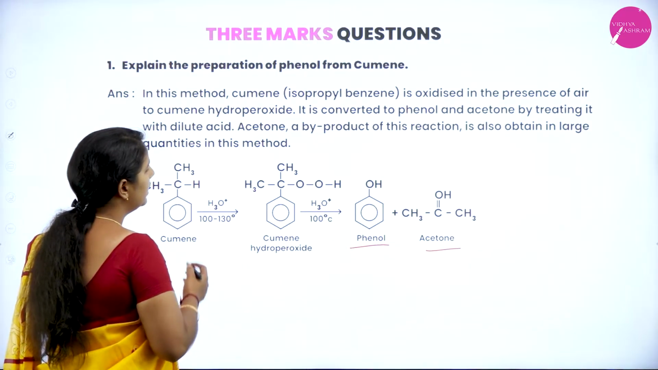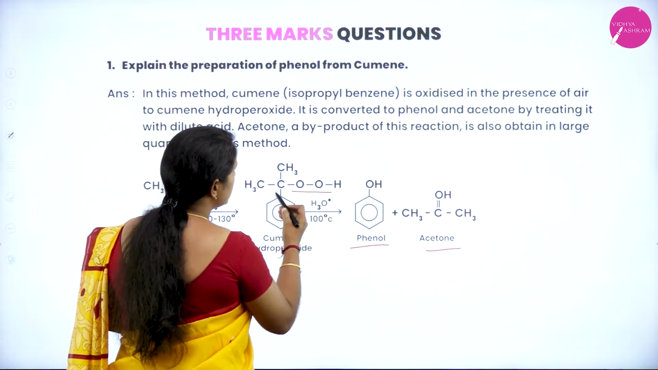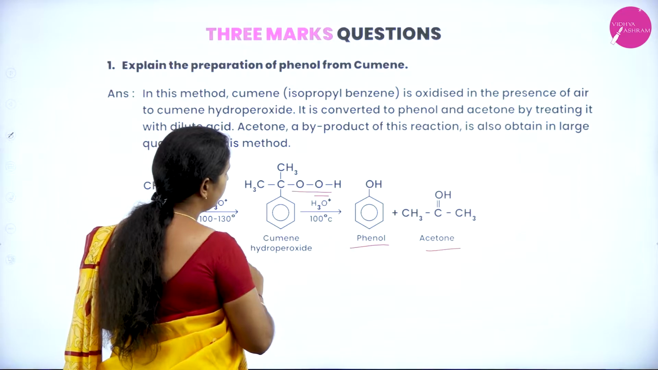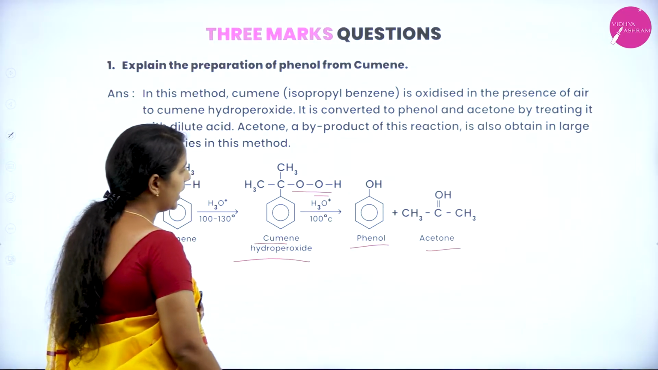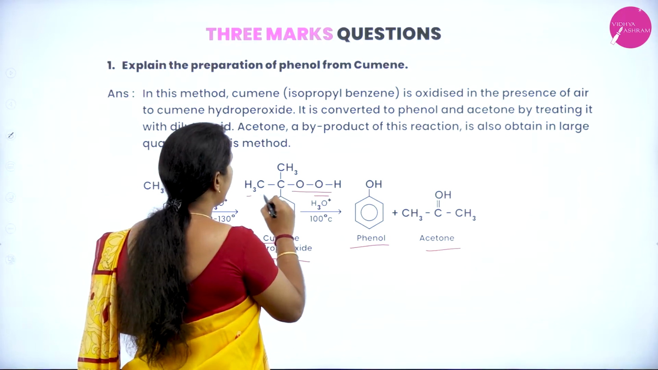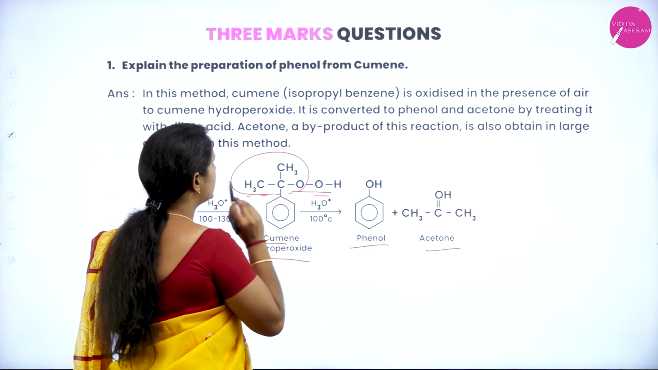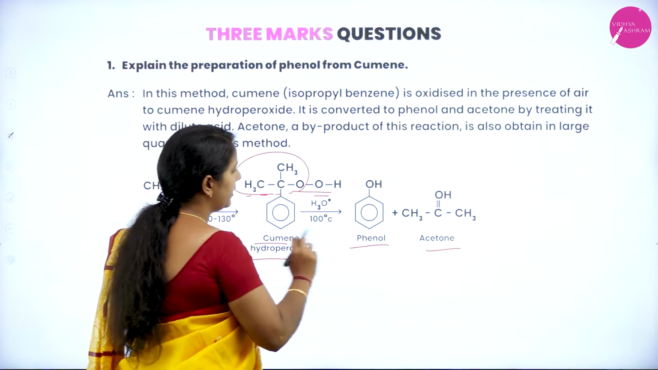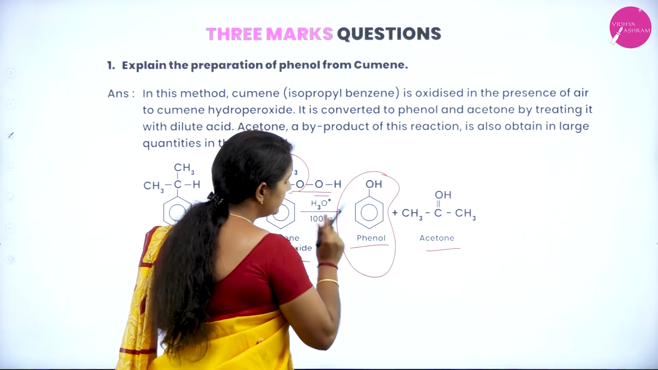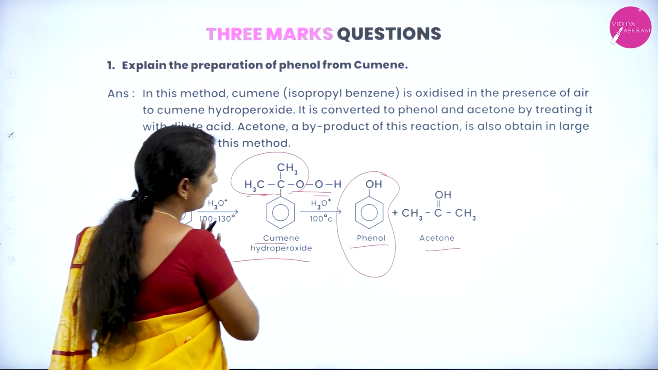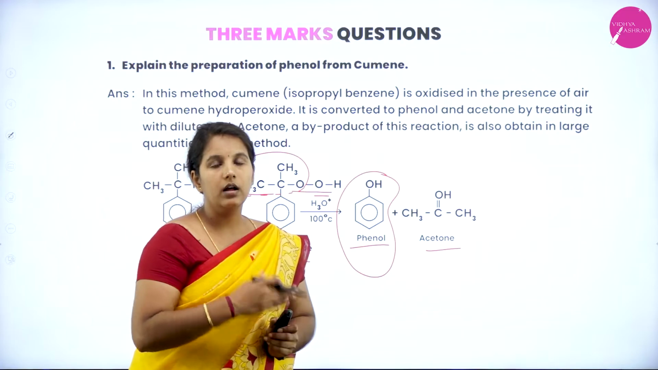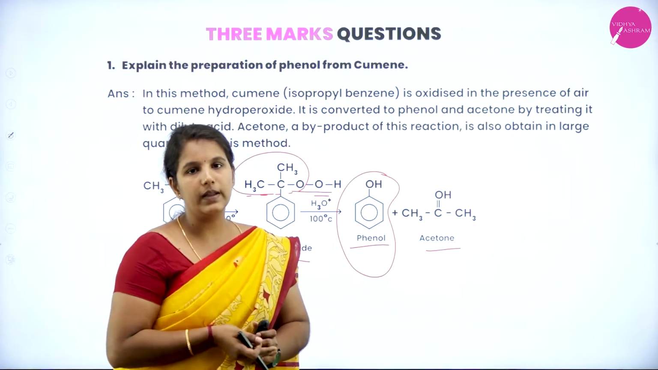What will happen? The oxygen molecule will be substituted at this carbon atom. Thereby, it forms cumene hydroperoxide, which upon further acidification, this entire CH3COCH3 group will be removed, which is nothing but acetone, and you get phenol. This is how we can easily prepare phenol from cumene. Hence, this process is known as the preparation of phenol from cumene.